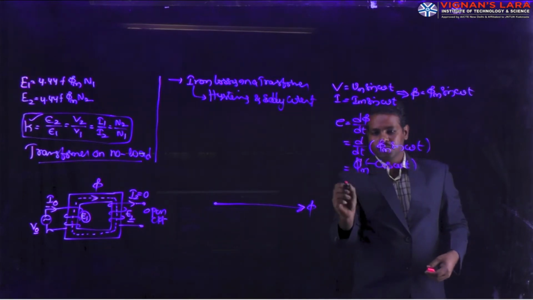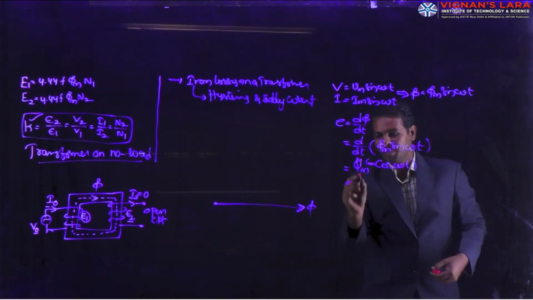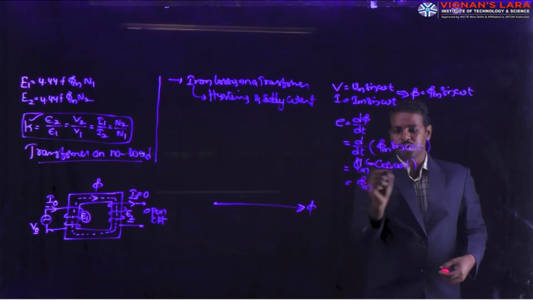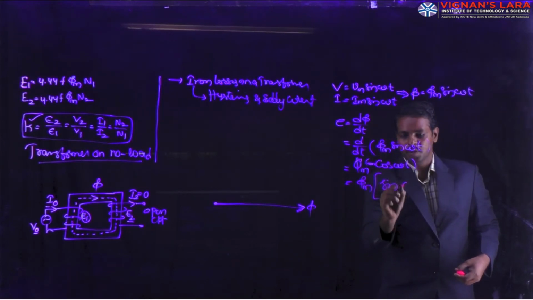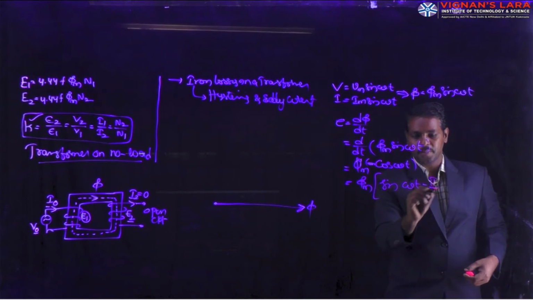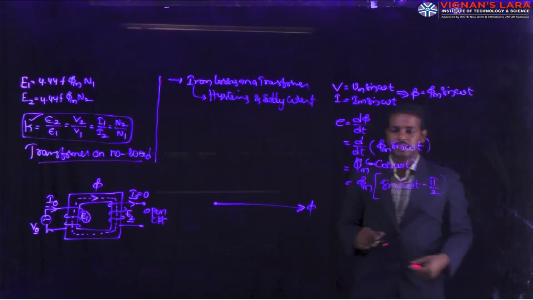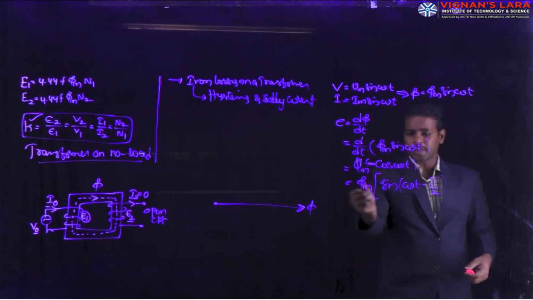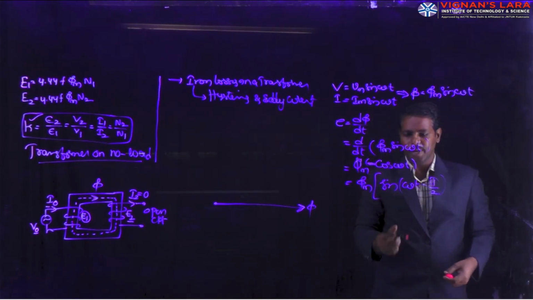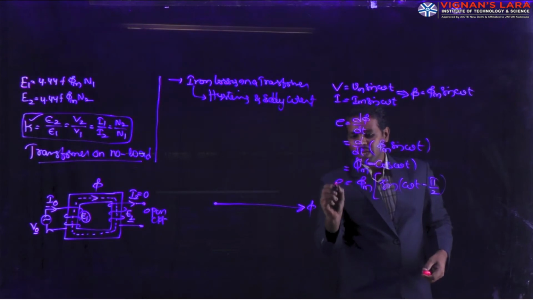So which is equal to phi m into cos omega t. Phi m into cos omega t can be represented by sin of omega t minus pi by 2, which is equal to minus phi m into sin of omega t minus pi by 2. So which is equal to the average induced EMF.